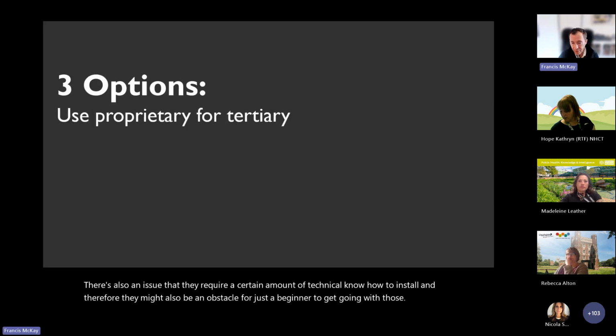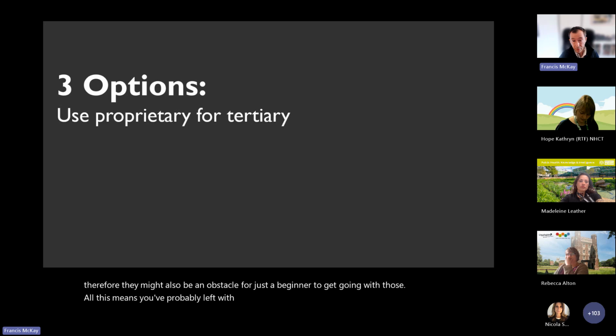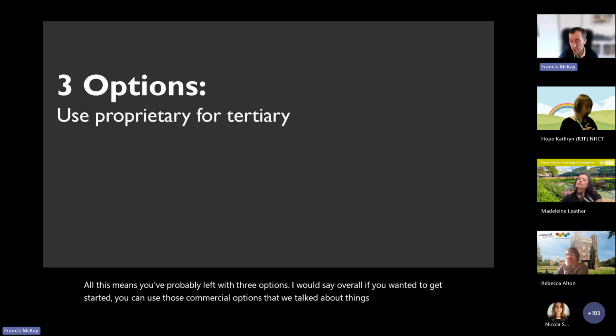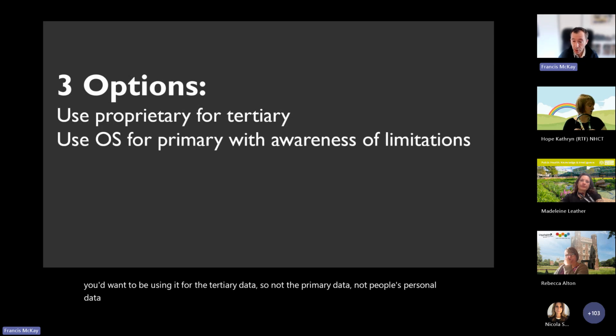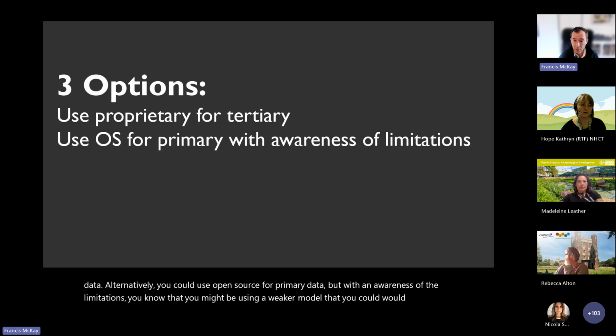All this means you're probably left with three options, I would say, overall, if you wanted to get started. You can use those commercial options that we talked about, things like ChatGPT, but you'd want to use them for the tertiary data, so not the primary data, not people's personal data. Alternatively, you could use open source for primary data, but with an awareness of the limitations: that you might be using a weaker model that would be slower at processing, and things like that.